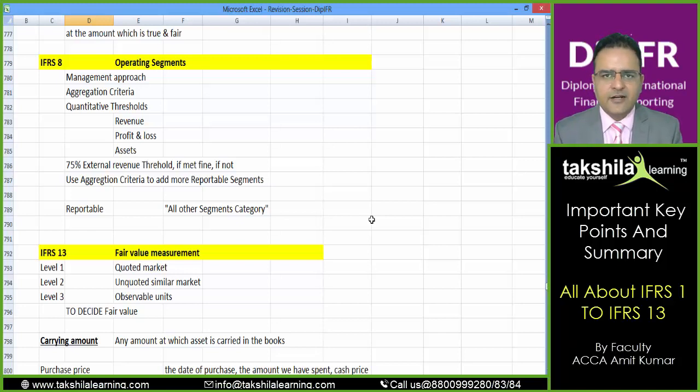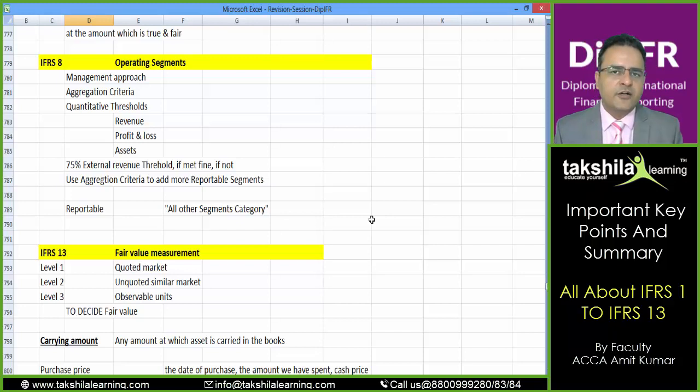So this standard says that we need to use the management approach first. Whatever is being reviewed is of importance and should be considered as a reportable segment. Then we can use aggregation criteria. Aggregation criteria means if the majority of the economic characteristics are matching for a product or a service, like the place of distribution, the type of customer, the distribution channels, the geography in which they are located, we can aggregate them and club them and show them as reportable segments.